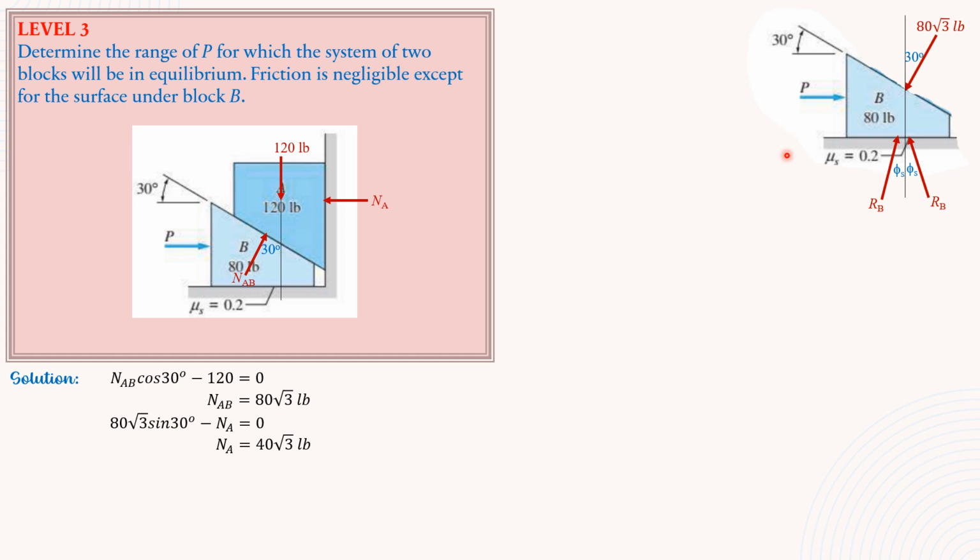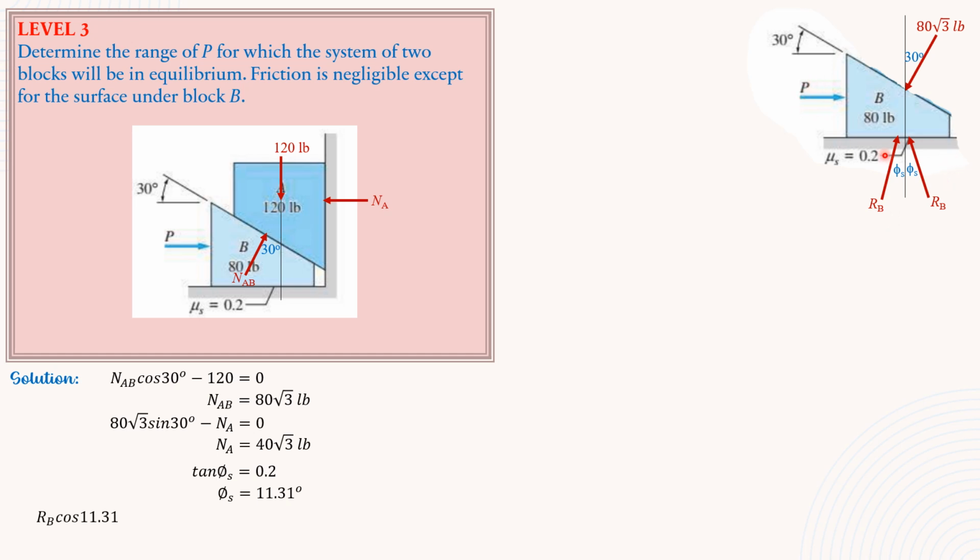So summation forces vertical equals 0. So tangent P sub S equals 0.2. So P sub S is 11.31 degrees. So summation forces vertical equals 0. Let's solve for P minimum first.